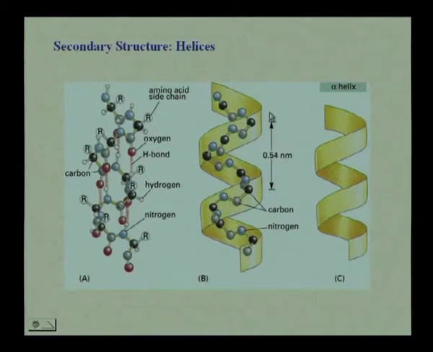Now this is what is called the pitch. What is the pitch? It is, for one complete rotation, the height that the helix or the polypeptide chain has traversed. Okay?